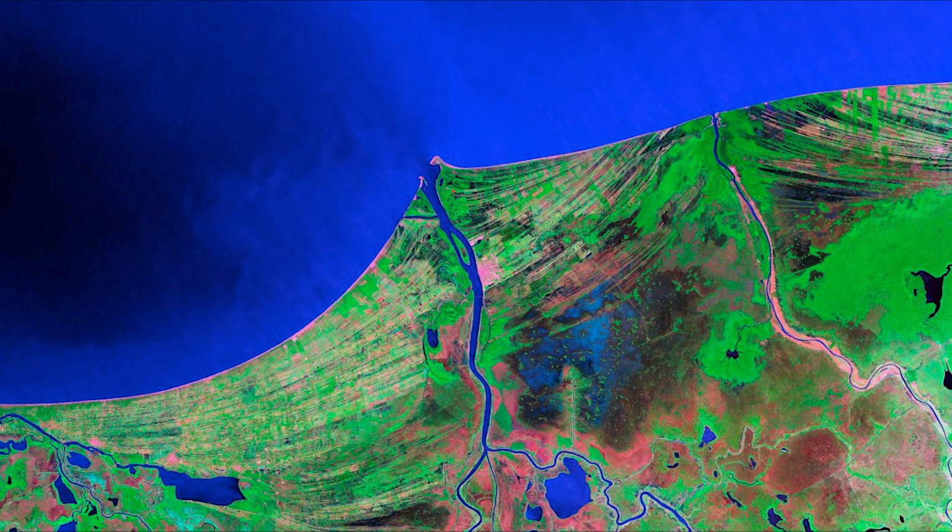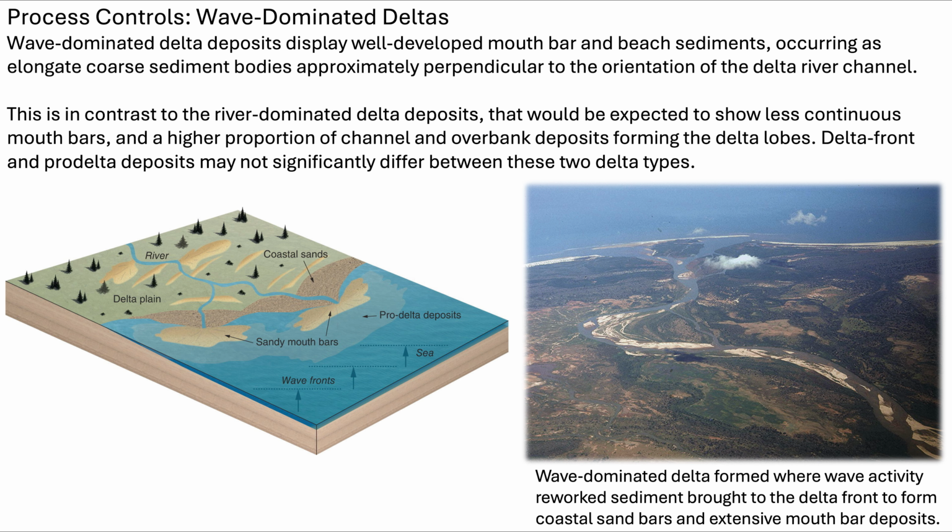Wave action is effective at sorting the bedload into different grain sizes, and the mouth bar deposits of a wave-influenced delta may be expected to be better sorted than those of a river-dominated delta. Progradation of wave-dominated deltas occurs because the wave action does not transport all the material away from the region of the river mouth. A net supply of bedload by the river results in a series of shore-parallel sand ridges forming as mouth bars build up and out to form a new beach. Wave-dominated delta deposits display well-developed mouth bar and beach sediments, occurring as elongate coarse sediment bodies approximately perpendicular to the orientation of the delta river channel.